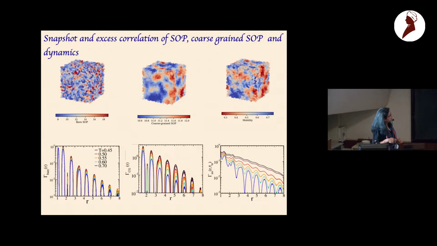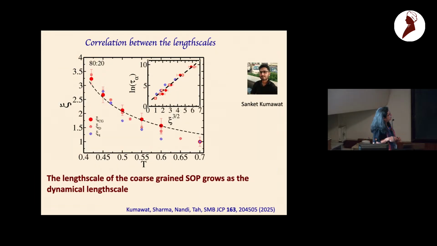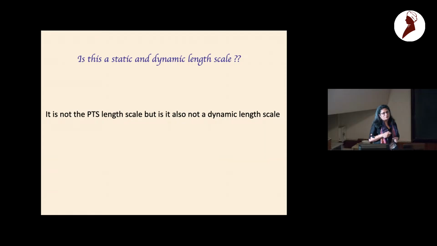And here is a snapshot of the order parameter, which is coarse grained. And here is how it would grow when I do the coarse graining, as I showed in the prescription before. Now, doing this, I can show that this order parameter, which was not growing, it was sitting somewhere here, is now growing like the dynamical length scale. The length scale of the order parameter is growing like the dynamical length scale. And now the question is, is it a static or a dynamic length scale?